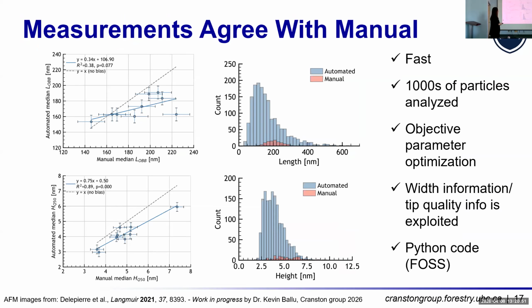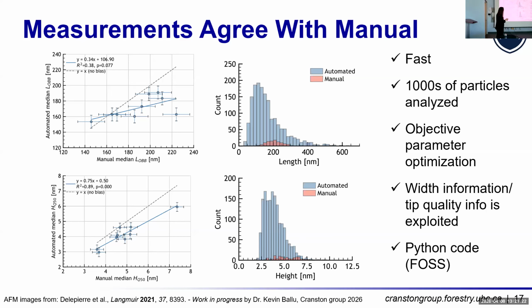So really objective parameter optimization, fast, thousands of particles, and taking advantage of the width information and the tip quality is now something that we can do. The plots here are actually just showing the comparison between automated versus the manual to show that more or less they line up, but we know that it's really subjective when we measure by hand. And sometimes we set ourselves cutoffs like don't measure anything below 100 nanometers, and whether we should or shouldn't do that is a bit questionable.